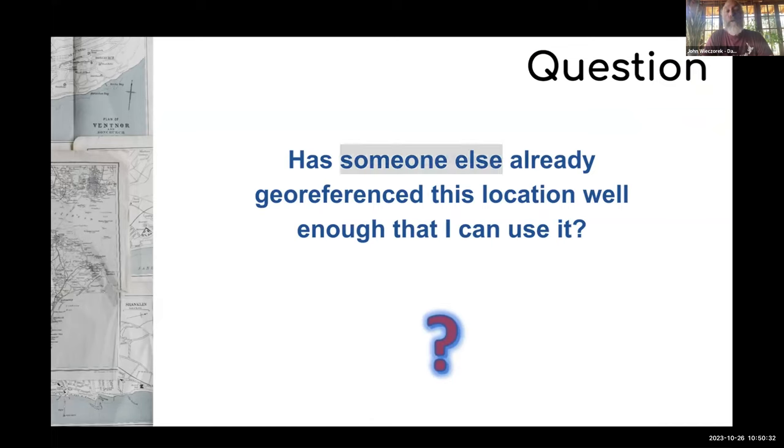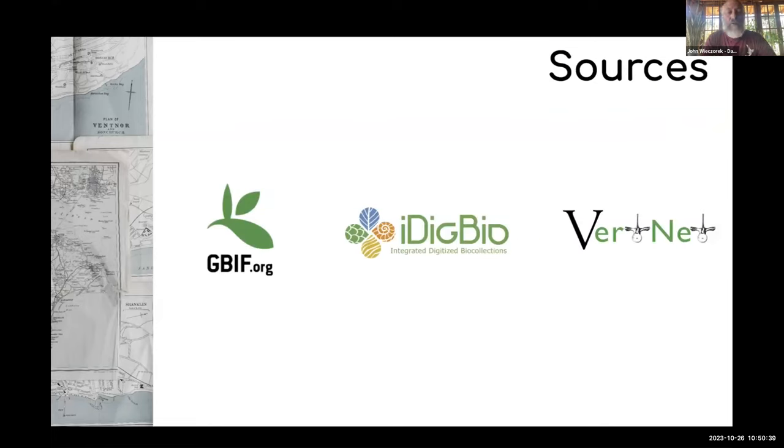So first of all, in my case, in BELS, I'm going to talk about who those someone elses are. And it's a combination of all data that have been published either to GBIF, iDigBio, or were accumulated in the large-scale collaborative georeferencing projects that eventually became VertNet. We made a gazetteer of that combination of things.